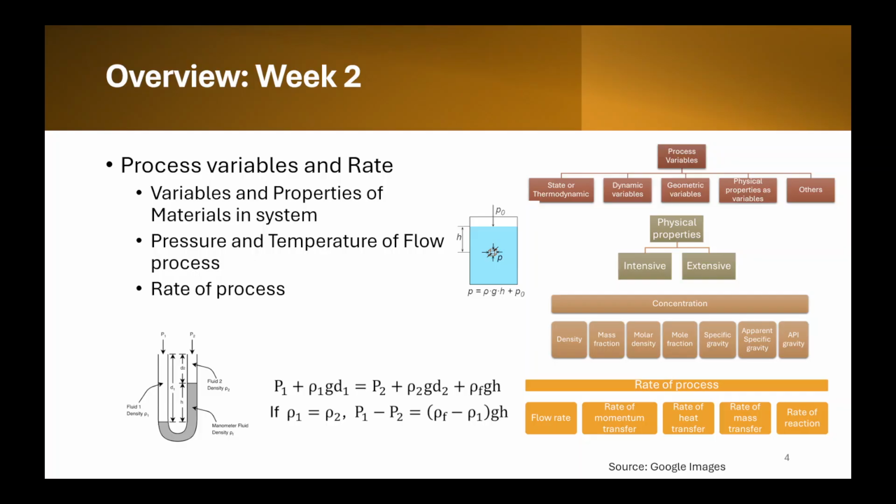Then week two discussed the process variables and rate. So variables and properties of material in systems. So we discussed different process variables. It can be state or thermodynamic, they can be dynamic variables, geometric variables, physical properties as variables, and other variables.